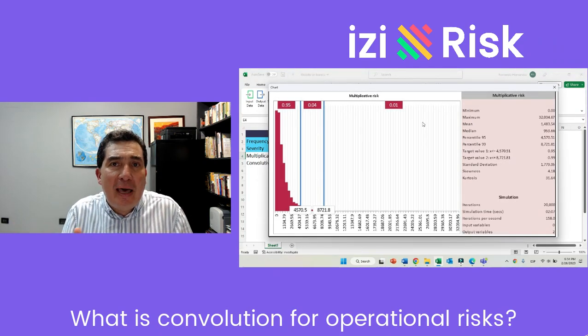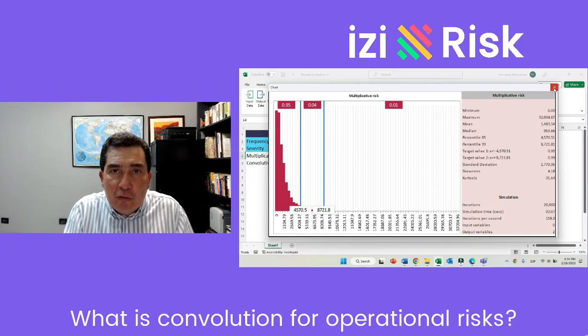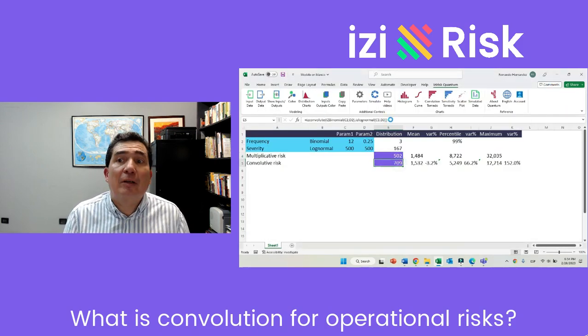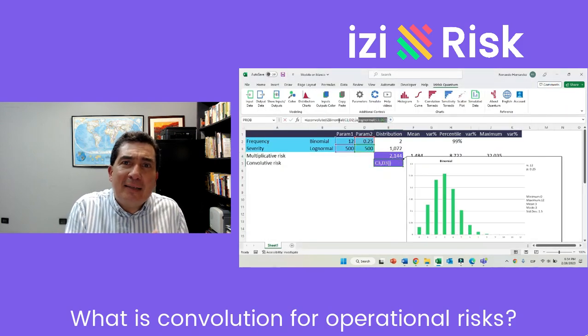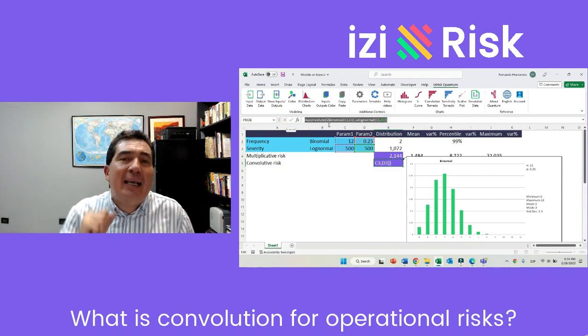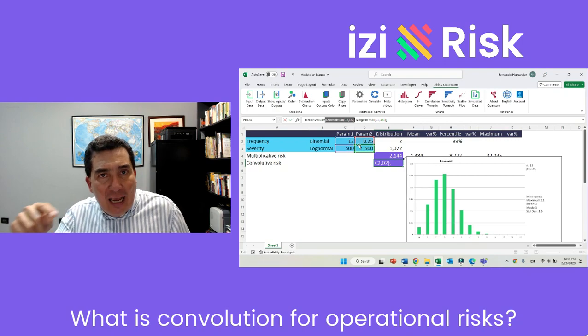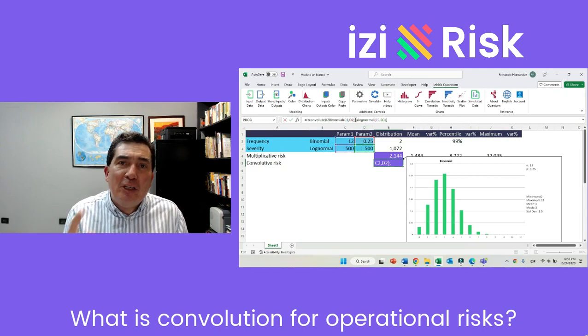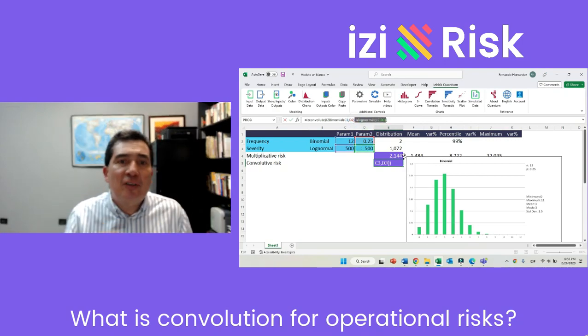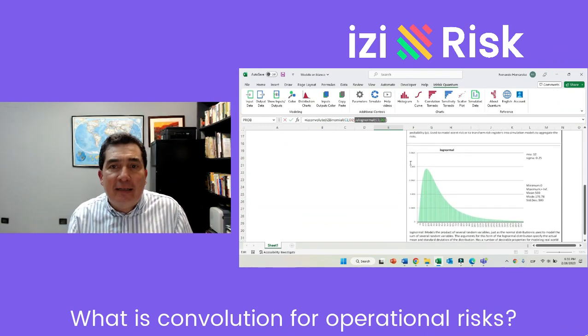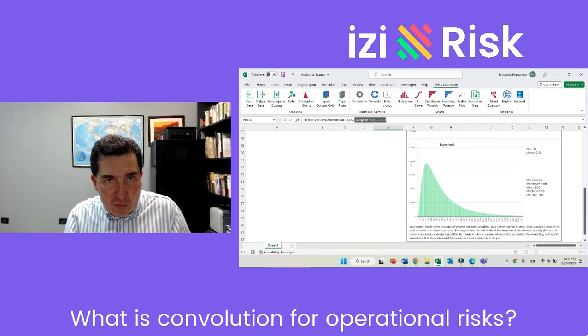There's an alternative mathematical method called convolution for the quantification of risk. In simple terms, it's like a simulation within a simulation. You simulate a frequency distribution that generates n elements, and for each one of these n elements, you simulate a different calculation of impact or severity.